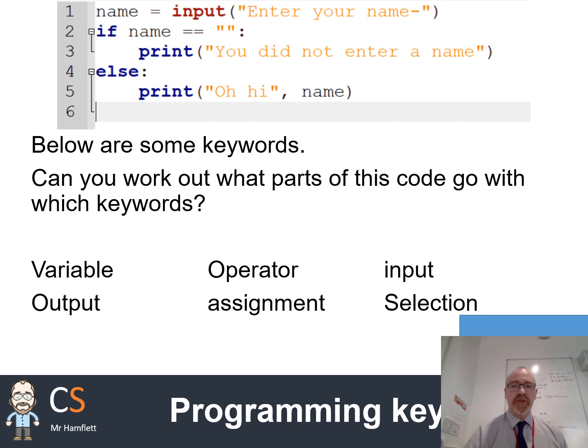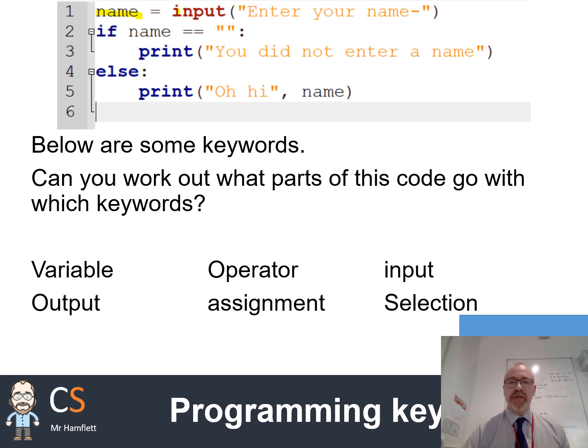So first of all, I'm starting off with name. Now name is a variable. Variables in programming allow the computer to remember one piece of information. That could be a bit of text, it could be a number, or it could be something a bit more complicated, as we look at later on. So the variable name, and name is just something I've called it, is going to remember one thing.